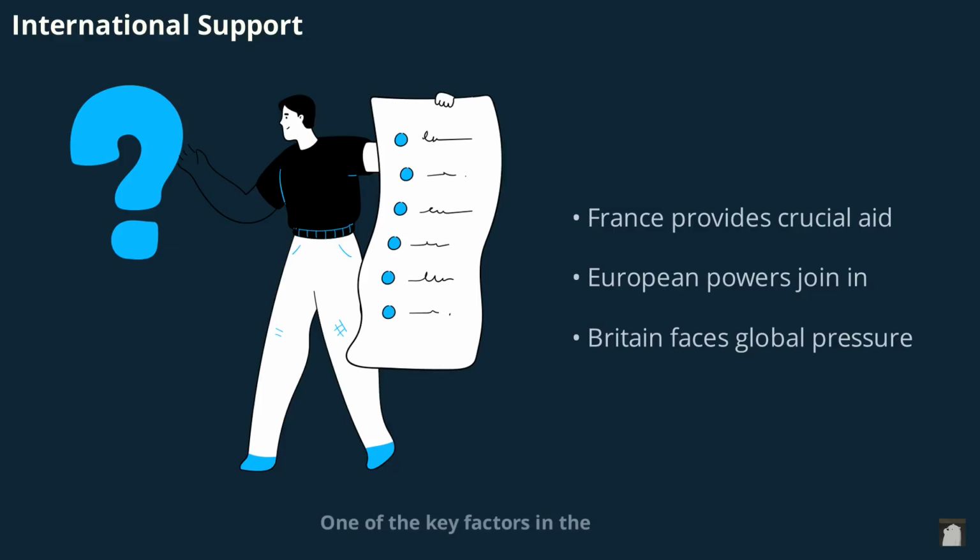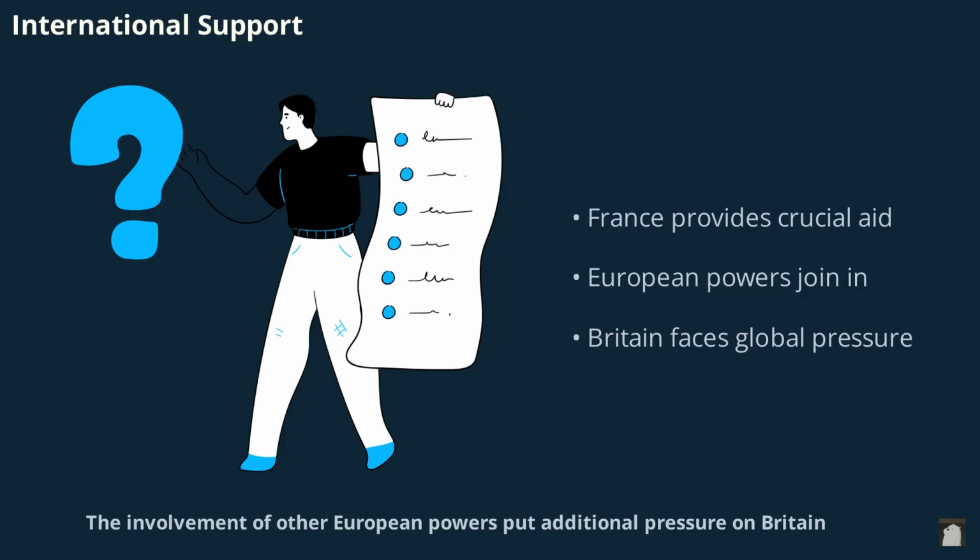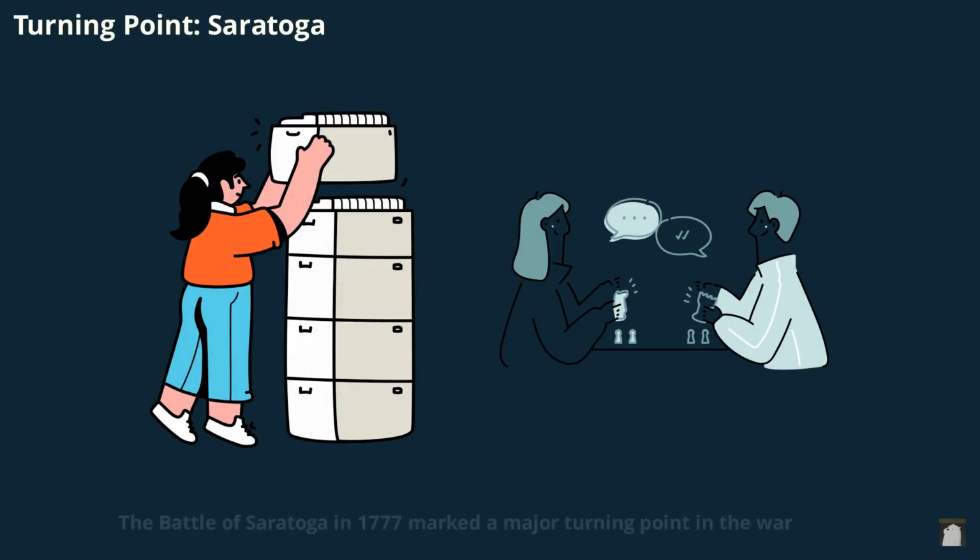One of the key factors in the American victory was the support from foreign nations, especially France. French military aid, supplies, and troops helped the Continental Army challenge British forces more effectively. The involvement of other European powers put additional pressure on Britain, making it harder for them to maintain control over the colonies. The Battle of Saratoga in 1777 marked a major turning point in the war.